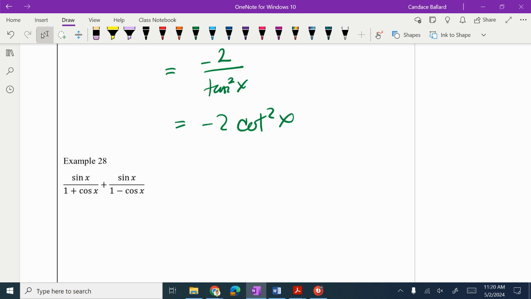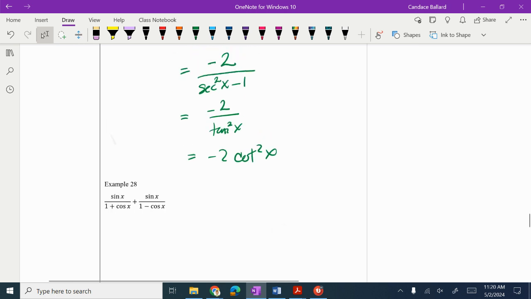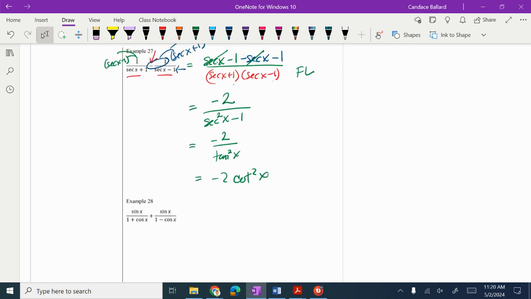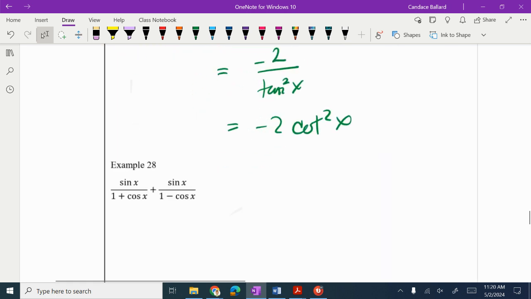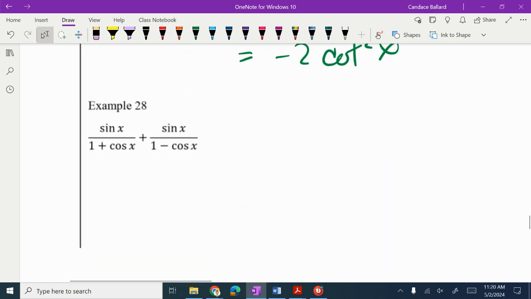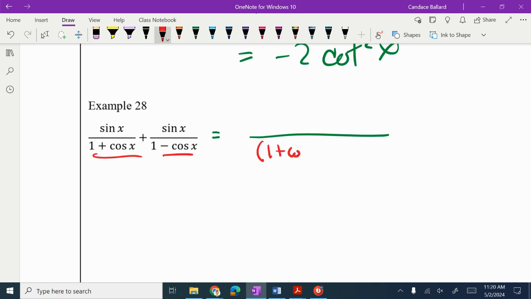All right, let's look at 28. 28's kind of similar. It's got a fraction again, right? Is the common denominator kind of the same thing? Do either one of them match? No, so I'm going to need them both in my LCD, right? Because it would be an underline in red and an underline in red. I need them both. So 1 cosine x times 1 minus cosine x.